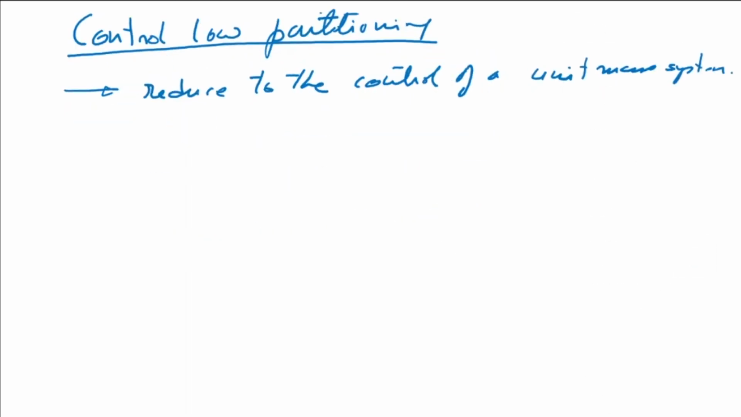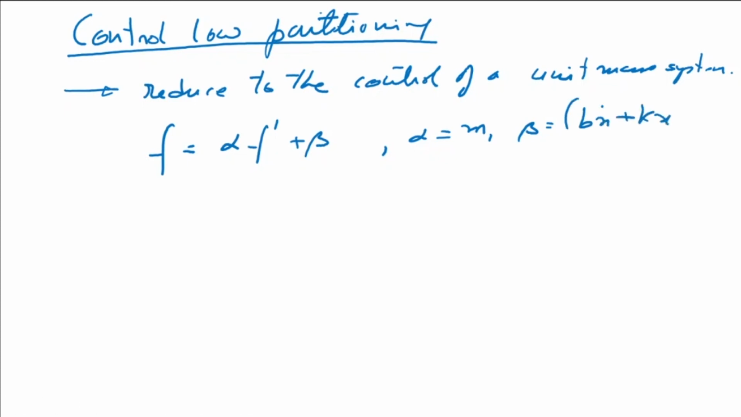As far as the controller is concerned, we will try to break the control structure into two parts. One is the model part, which takes care of the model and contains the M, B, K parameters, and the other is the servo part, which takes care of the Kp and the Kv. How do we do that? We say that the force we are going to apply will consist of two parts: alpha into f dashed plus beta, where alpha is equal to m and beta is equal to b x dot plus k x. This is the substitution that we are making.